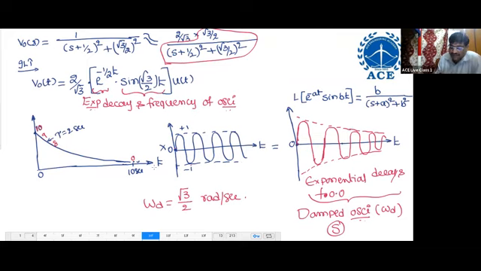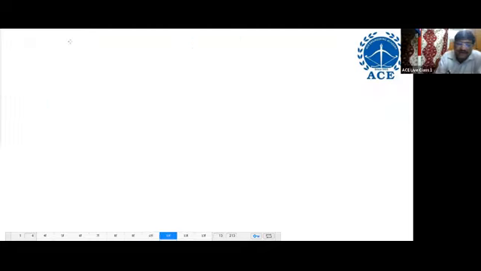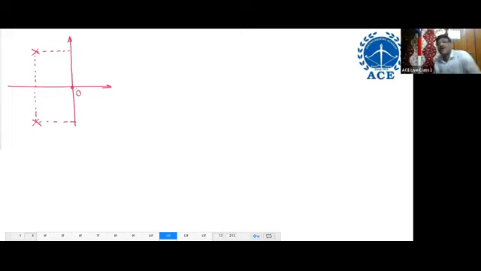They'll ask match the following questions. They'll give it simply like this, they don't even give the location. They'll ask to match with the system response. What is the examiner's intention? By looking at a pole, you should be able to guess the approximate response. For example, this is minus a, this is plus or minus jb, plus jb, minus jb.